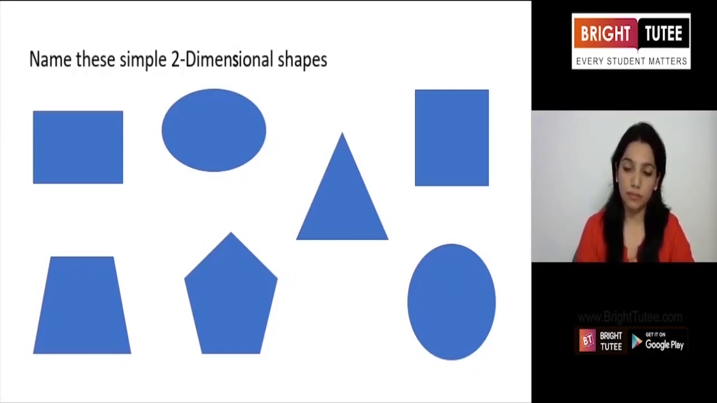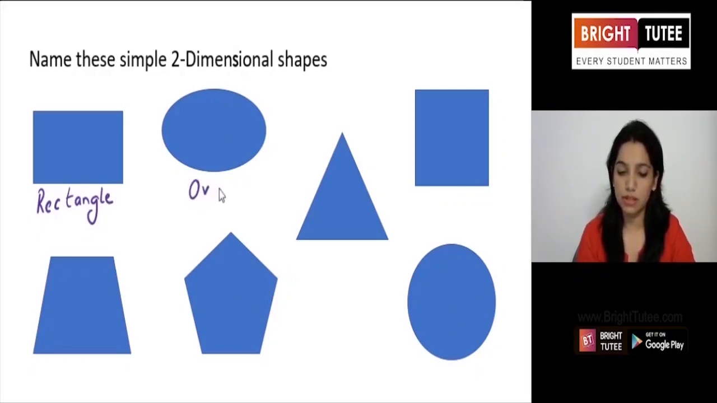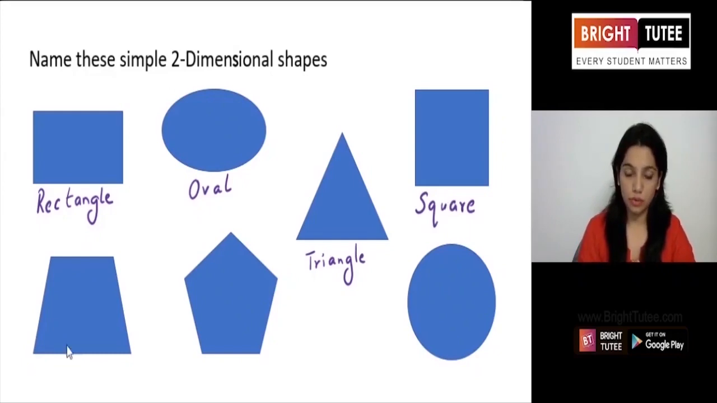Look at the first one. I'm sure you are able to recognize that this particular shape is called a rectangle. Let's write it down here. This is a rectangle. Moving to the second one, this shape is oval. Now the third one, it is called a triangle. Now the next one is a square. Here what we see, we call it trapezium.